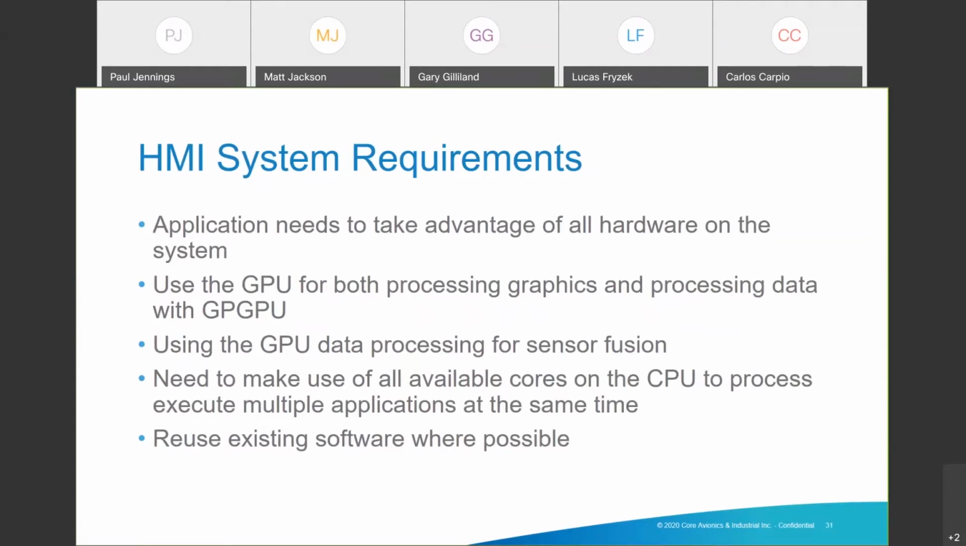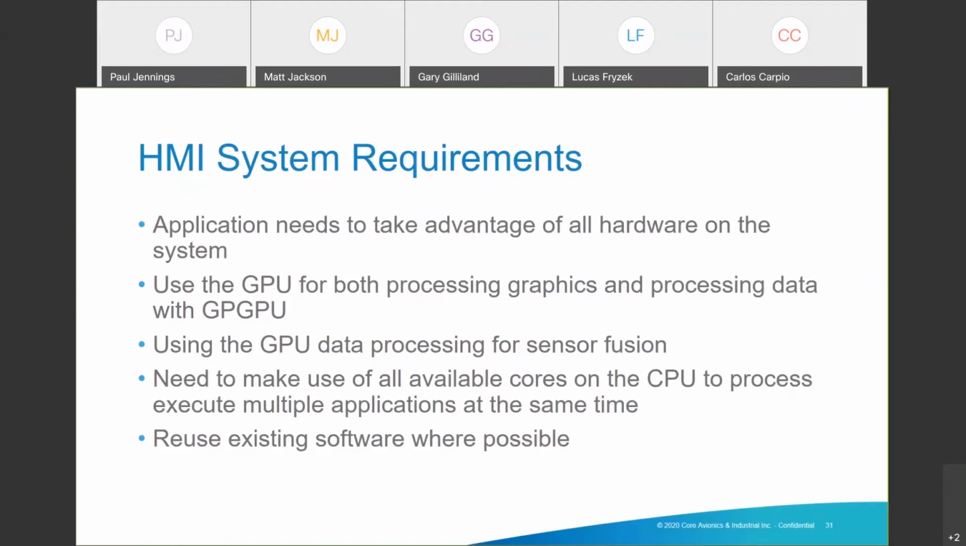So from our perspective, this gives us the following system requirements. The application wants to take advantage of all hardware on the system. So this could be all functionality that the GPU provides, as well as the multiple cores that exist on the CPU. The GPU needs to be both used for processing graphics and processing data with technology such as GPGPU. The GPU is going to be used for data processing, actually in the case of sensor fusion. So as was spoken about before, the GPU can be used to accelerate the combination of sensor data.